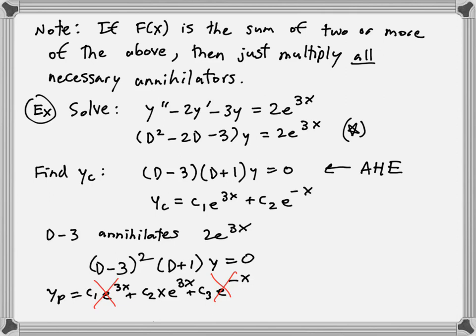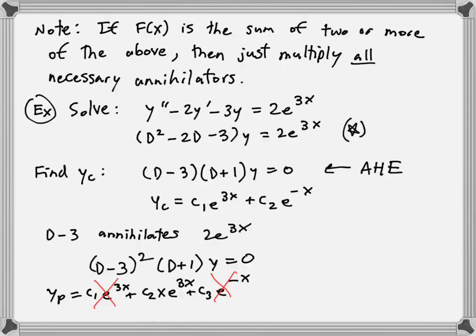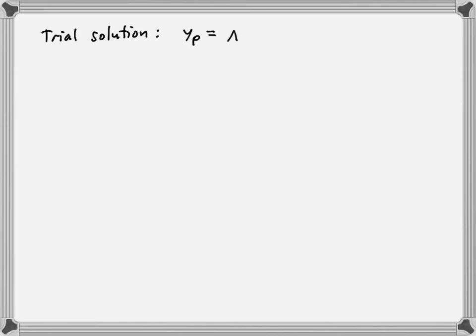So this is our trial solution. So our trial solution is going to be yp is equal to, let's use a naught, because again, this is the notation they like, a naught x e to the 3x. Okay.